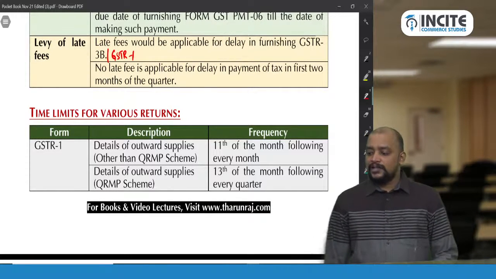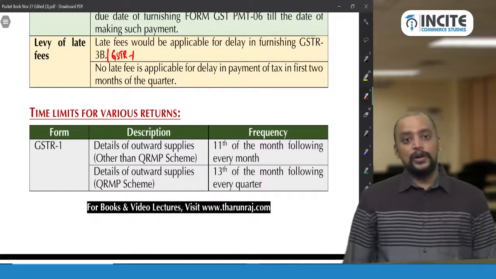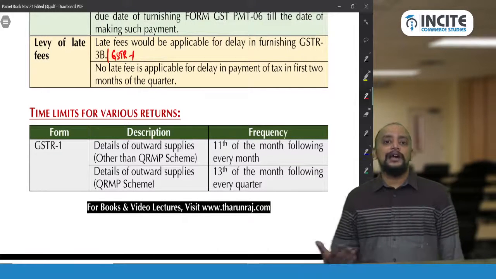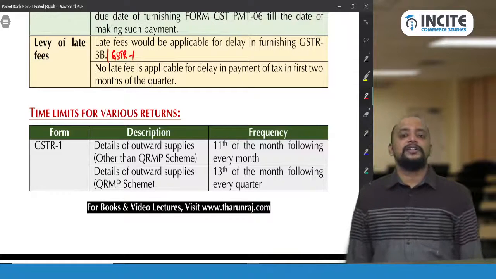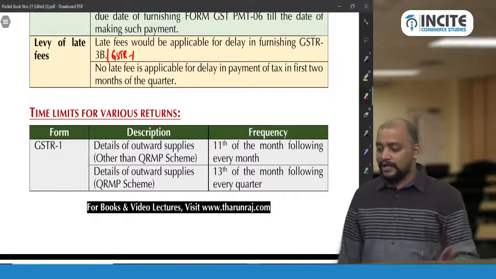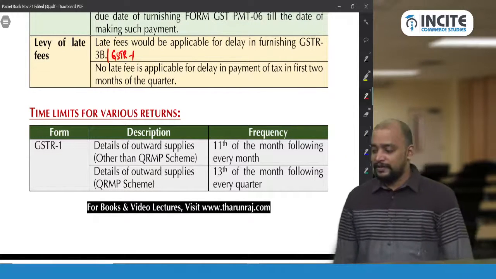Then, sir, in which cases can GSTR 1 be filed quarterly? Those whose aggregate turnover during the previous year does not exceed 5 crores, or whose aggregate turnover during the current year does not exceed 5 crores. GSTR 1 can be filed on a quarterly basis only in this case, no other case. There is no other possibility now.